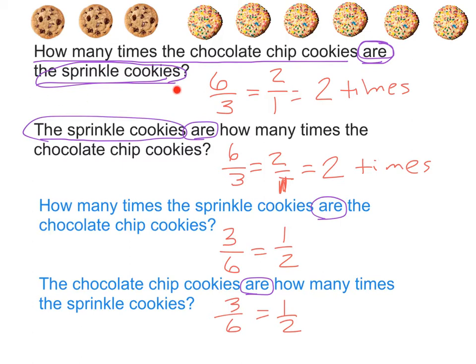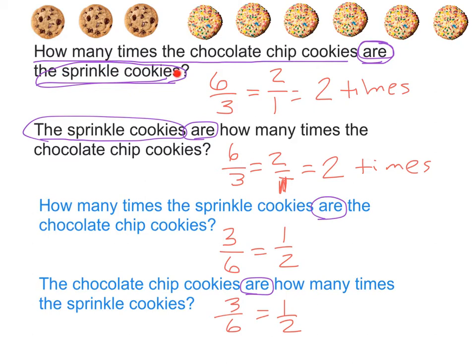Since sprinkle is by itself on one side of the is or are, it's not with the how many, I'm going to look at the sprinkles, and if they're more than the other number we're comparing to, then my answer has to be more than 1. So then I know the bigger number has to go on top of the smaller number.